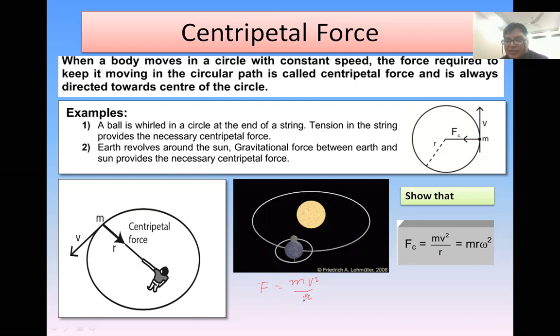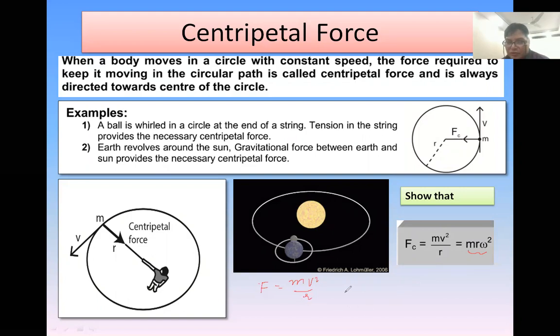F equal to mv square over r. Revise and memorize it. What is it? m is the mass which is moving, v is the velocity with which it is moving, and r is the radius. Mv square over r. What is this?